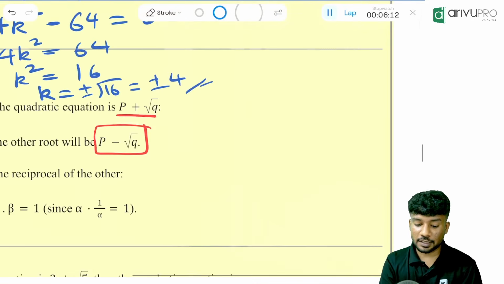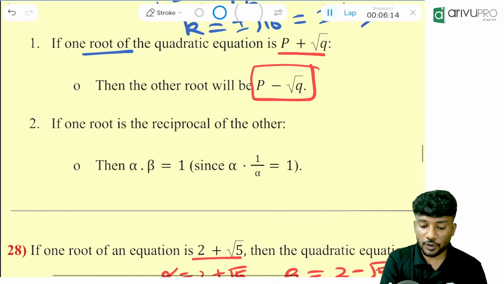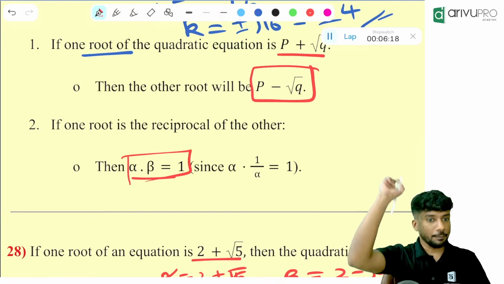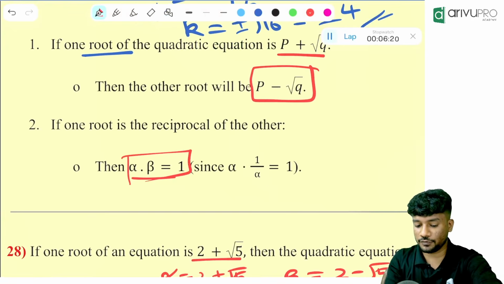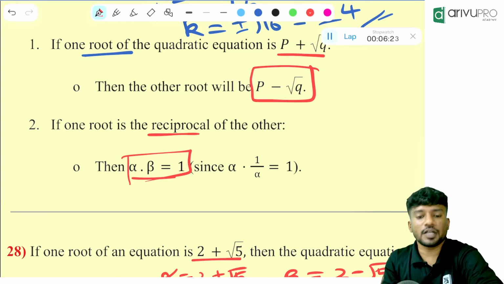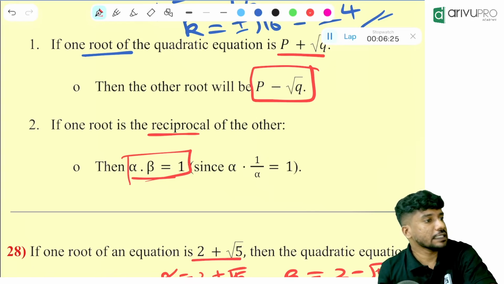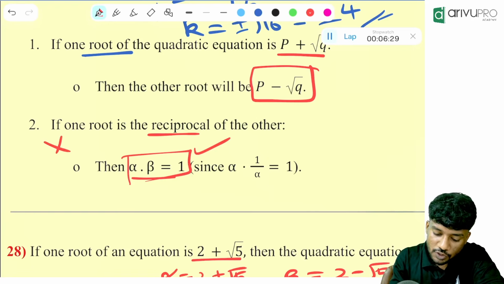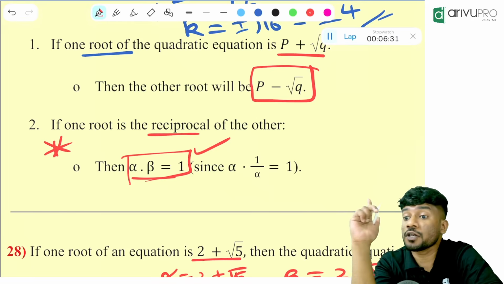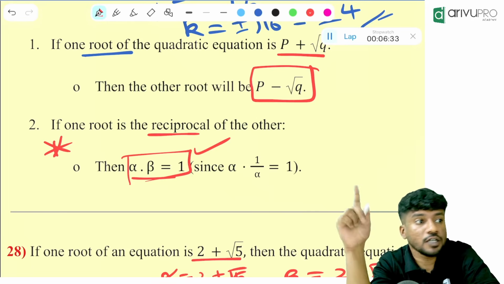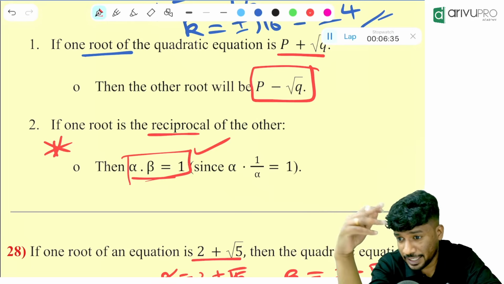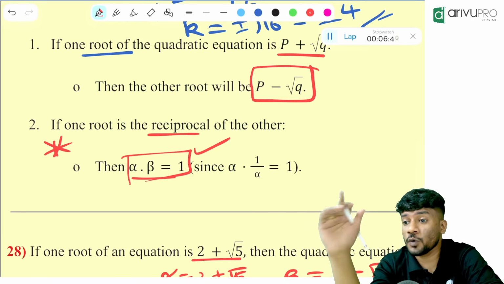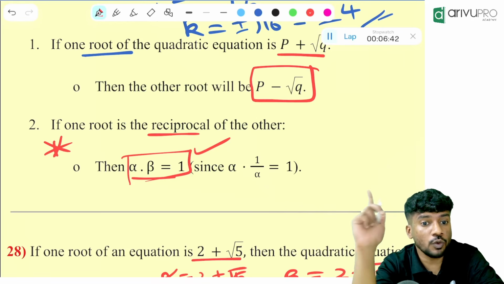So, people, if the roots are reciprocal to each other, the product of the roots will be equal to how much? 1. Make a note of it. If one root is reciprocal to the other, then the product will always be equal to 1. This question actually came like a one-word question also in the previous year. If one root is reciprocal of the other, they gave sum will be this, product will be this, product is equal to 1. So answer is what? Product will be always equal to 1.